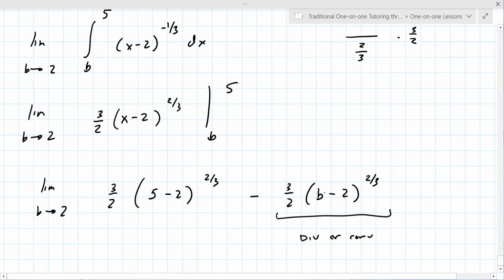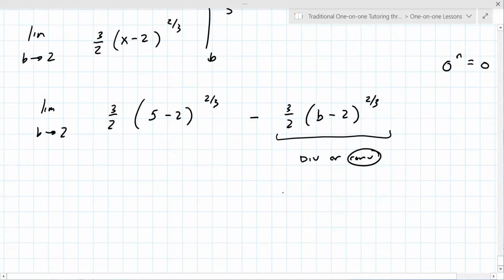It's different when it's 2 versus infinity. When it's a number, you can just plop it in. So 2 minus 2 is 0, and 0 to any power is 0. 3/2 times 0, so this is okay. This one actually converges, converges to 0.